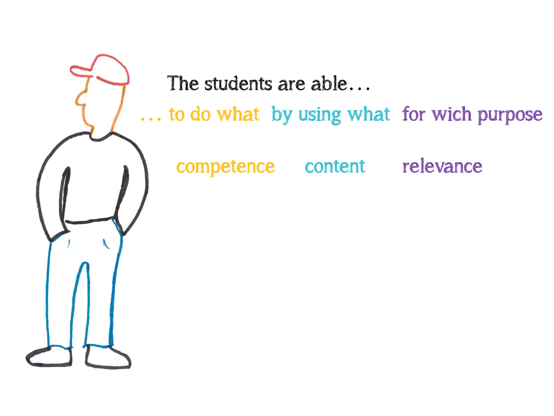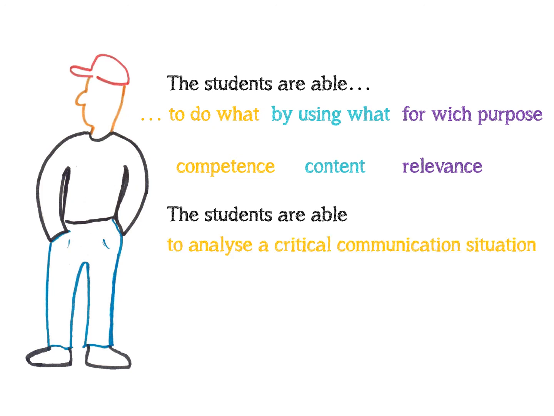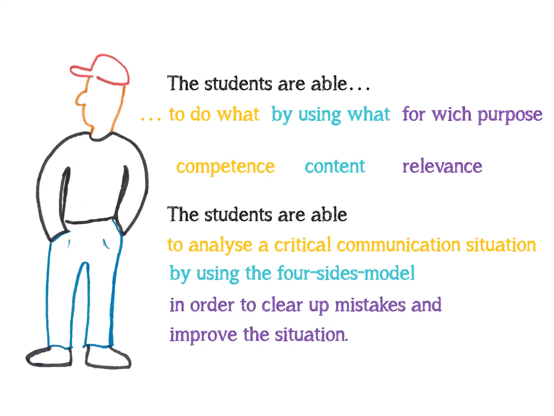Let's give an example. So if we have a seminar about communication skills, then we could say the students are able to analyze a critical communication situation by using the 4 sides model of Friedemann Schulz von Thun in order to clear up mistakes and improve the situation. So this is a very clear, well-defined learning outcome because it's directly observable. You can see when the students analyze this, written or oral. You have a focus on a certain content, and the students should know why they should do that.